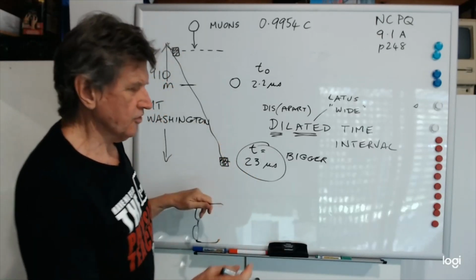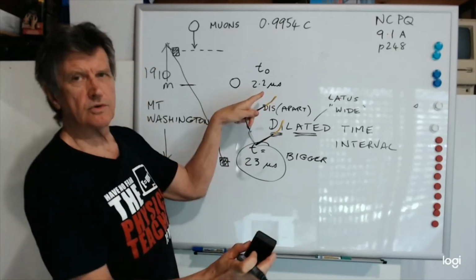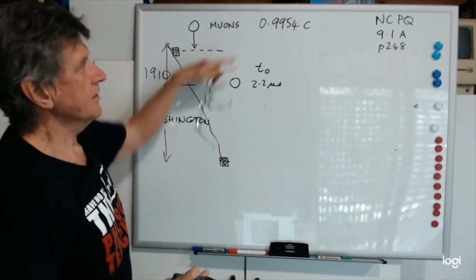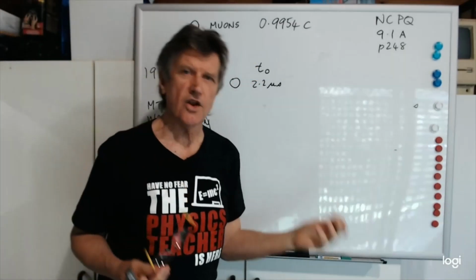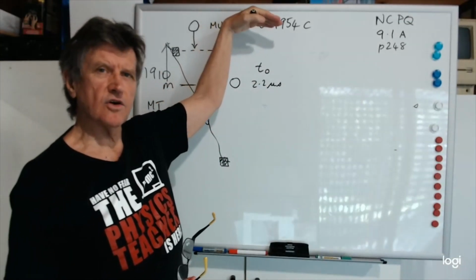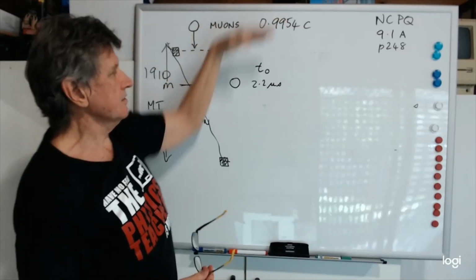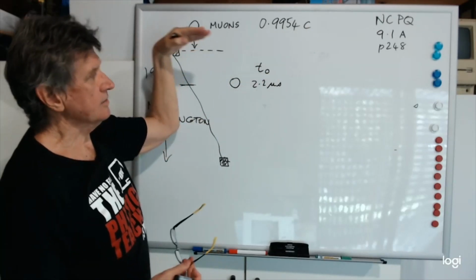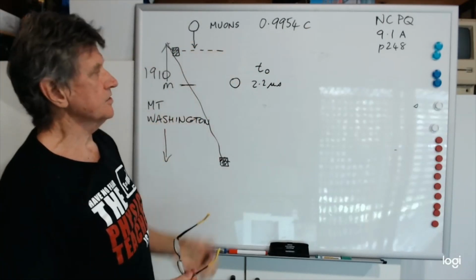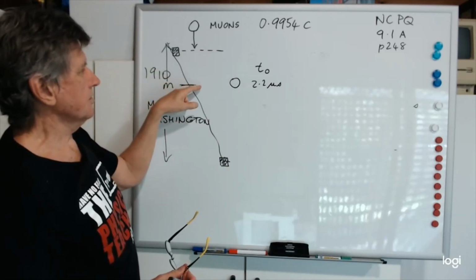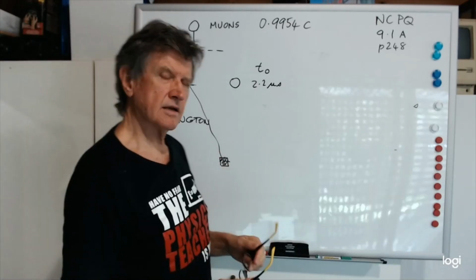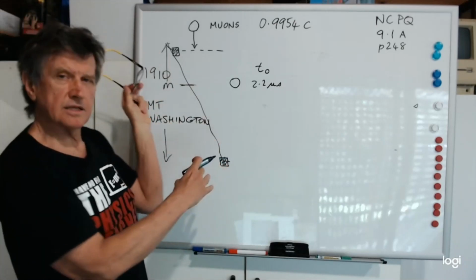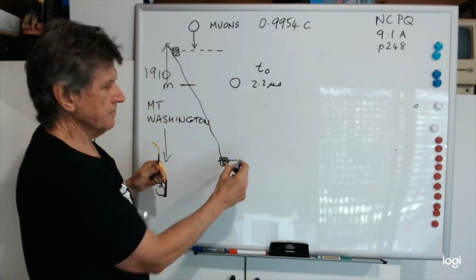Now let's have a look from the viewpoint of the muon itself. As far as the muon's concerned, it only lasts 2.2 microseconds. Now it knows it's travelling, and I know it doesn't know, but an observer travelling along with the muon would measure a speed relative to the mountain of 0.9954 c. And it would know that it should on average break up after 2.2 microseconds, which would put it about here. But it's not doing that. So as far as the muon is concerned, something is different about this mountain that allows them to get to the bottom before they break up.